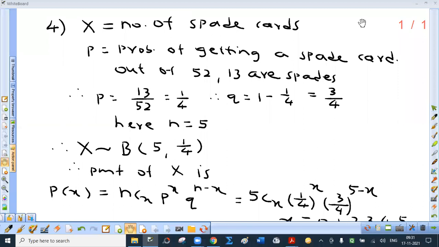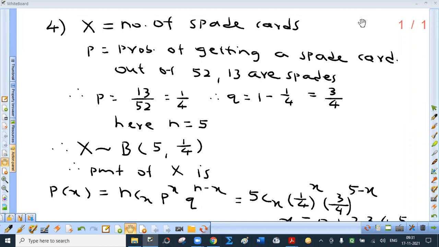Fourth one, 5 cards are drawn successively with replacement from a well-shuffled deck of 52 cards. Find the probability that first, all 5 cards are spades. Second, only 3 are spades. Third, none is a spade. See, it is all about spades. So how will you define X?